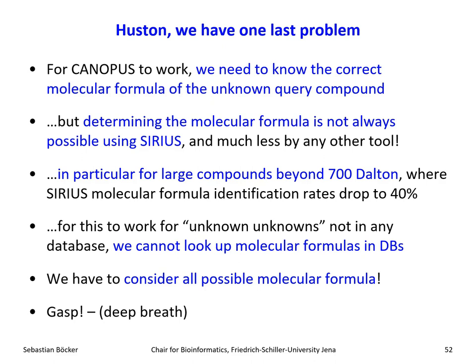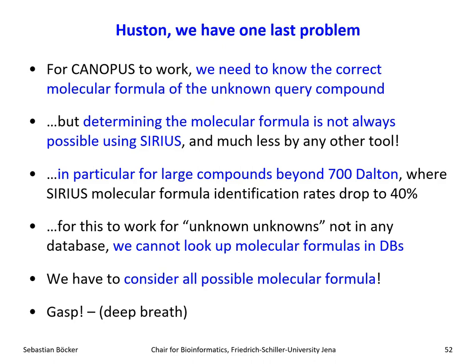CSI:FingerID does that. If there are multiple molecular formulas, then no problem. But here we really have to know the correct molecular formula. And SIRIUS cannot do that for you, especially for large compounds, especially for compounds above 700 Dalton. And as I said, we cannot look up the formulas in a database because we are interested in novel molecular structures. So how can they be in any database? How can the molecular formula be in any database? And we have to consider all molecular formulas and so on.